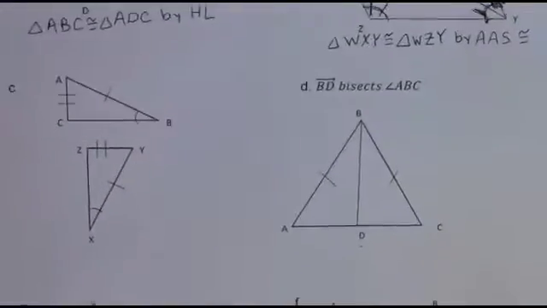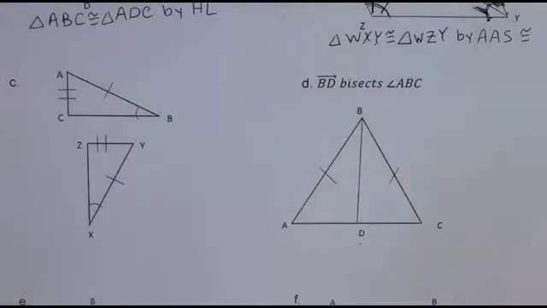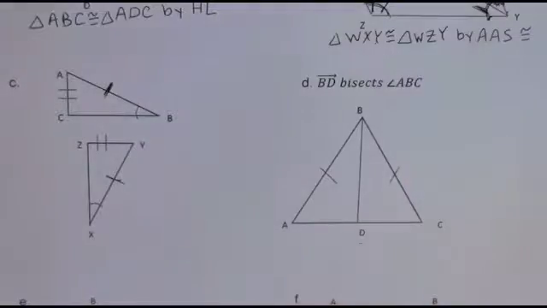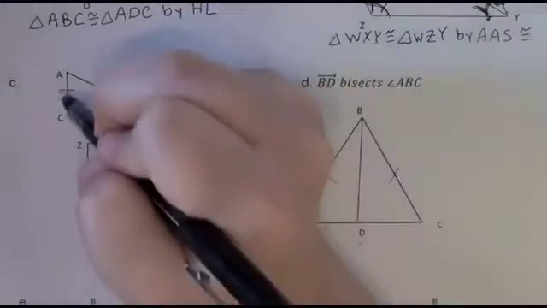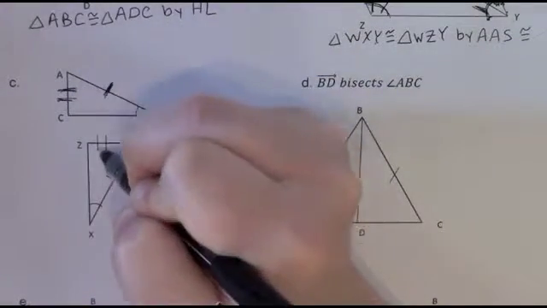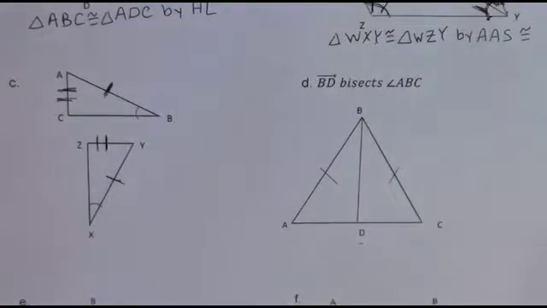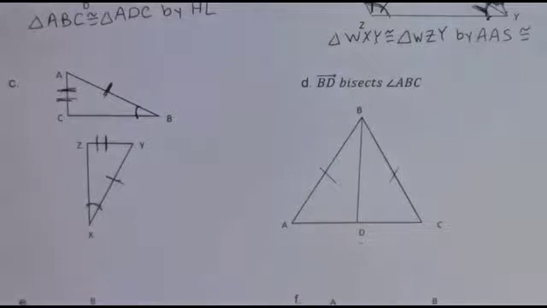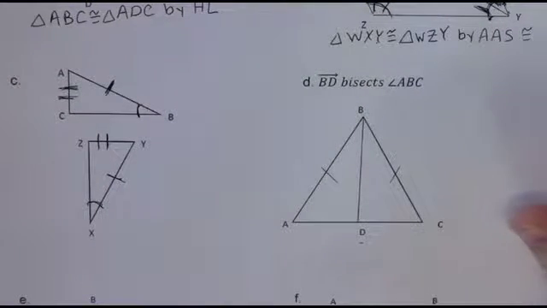Let's look at C. In C, this is very nice. Actually, they have some angles or some sides marked congruent. AB is congruent to XY. AC is congruent to ZY. That's great. Angle X is congruent to angle B. We have 3 pieces of information about this picture. Let's just figure out which rule it happens to be.